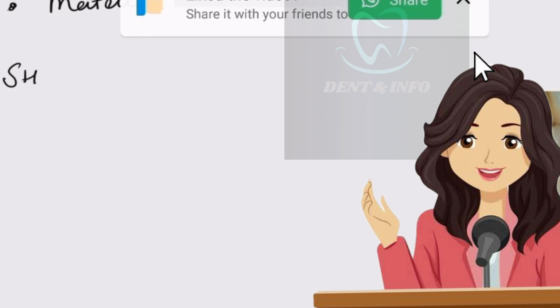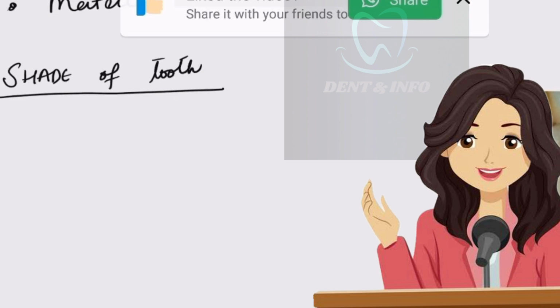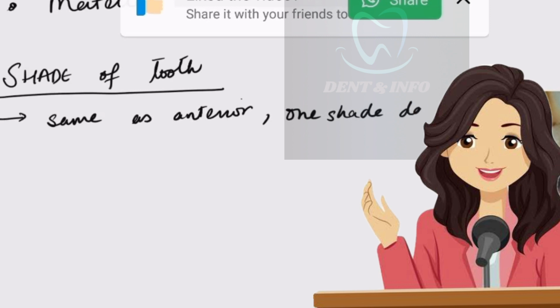So let us actually discuss one by one. First, we shall discuss the shade of the tooth. Shade of the tooth, posteriors will follow same as anteriors, or it could be one shade darker. That is what we see normally in natural teeth. So posteriors usually follow same as anteriors.